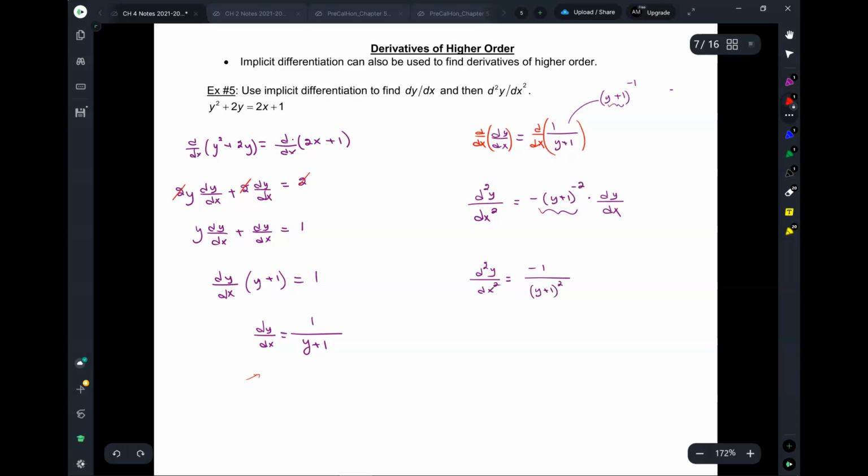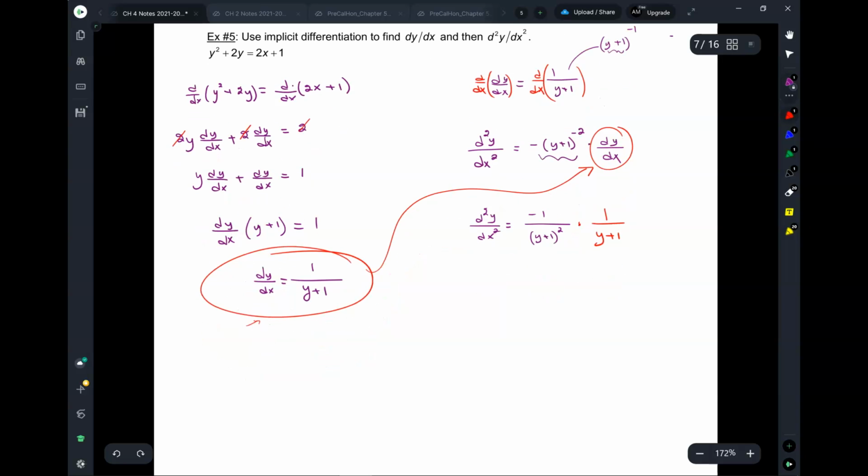Okay, but what is this? dy/dx, we can't leave that like that. What is dy/dx, though? We just found it. So now you have to substitute in there, and it becomes times 1 over y plus 1. You took the words right out of my mouth. This is negative 1 over (y plus 1) cubed.